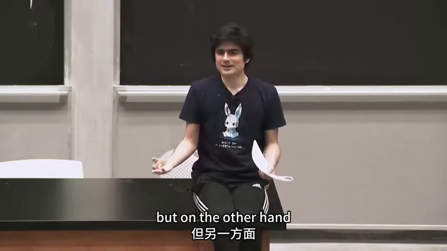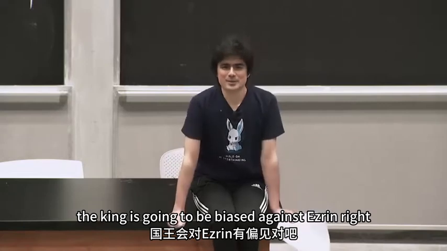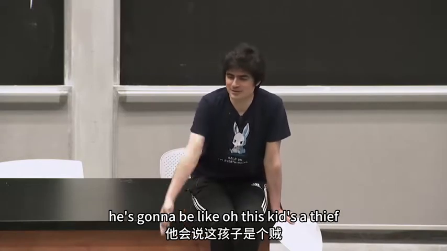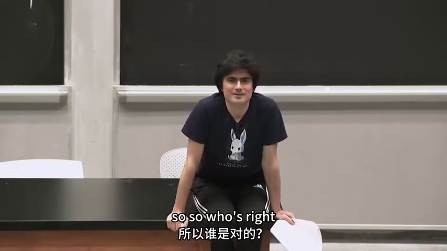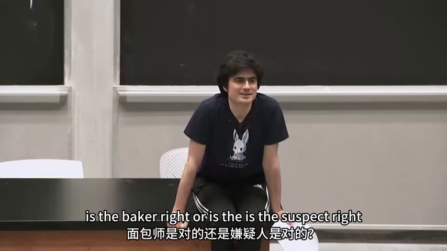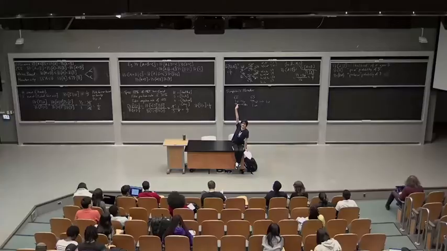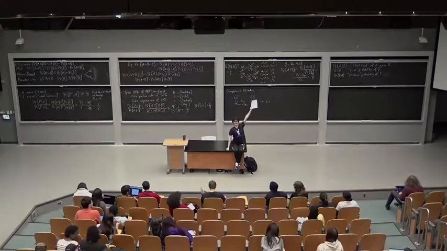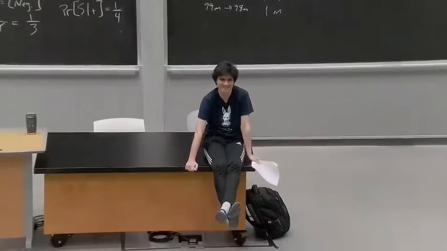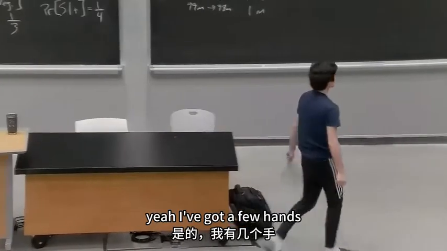But on the other hand, if you admit this into evidence, the king is going to be biased against Ezrin, right? He's going to be like, oh, this kid's a thief, this is terrible, we've got to punish him, right? Regardless of whether he stole the cake. So who's right? Is the baker right, or is the suspect right? Who thinks the baker is right? Who thinks the suspect is right? Who thinks neither? Yeah, I've got a few hands. Okay.